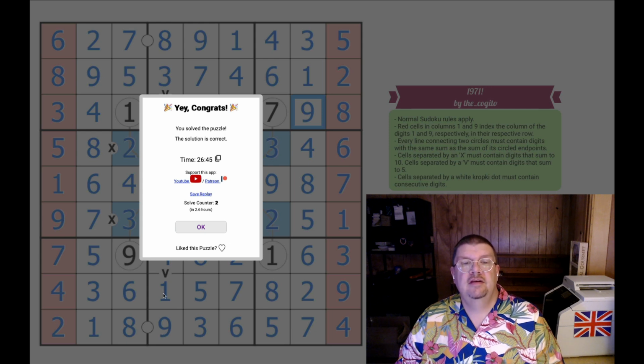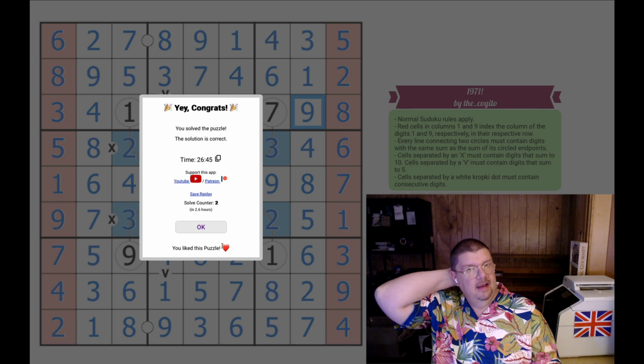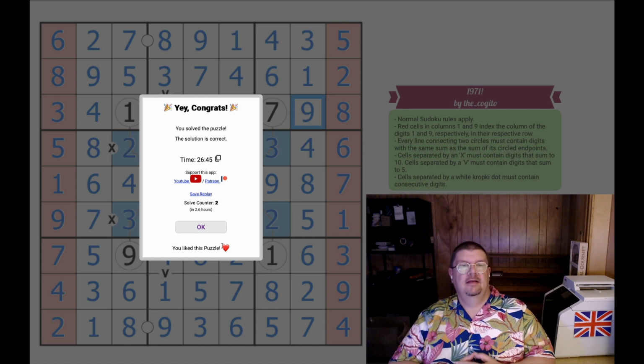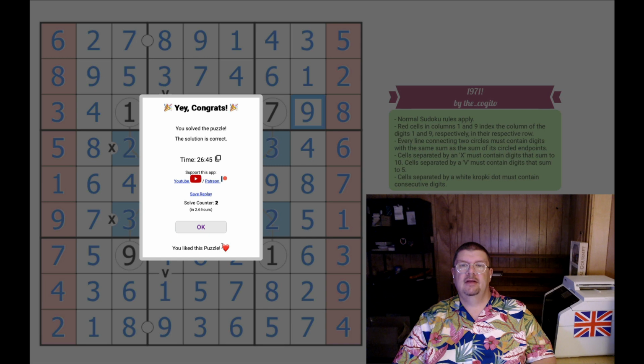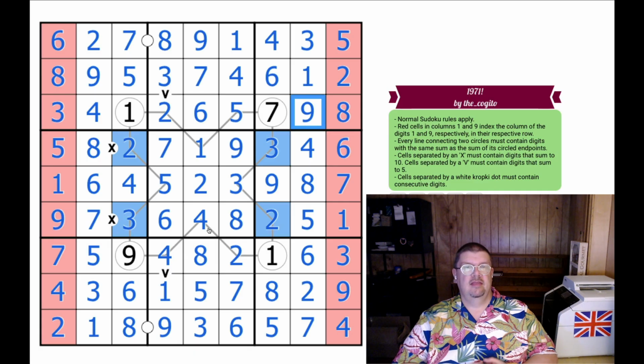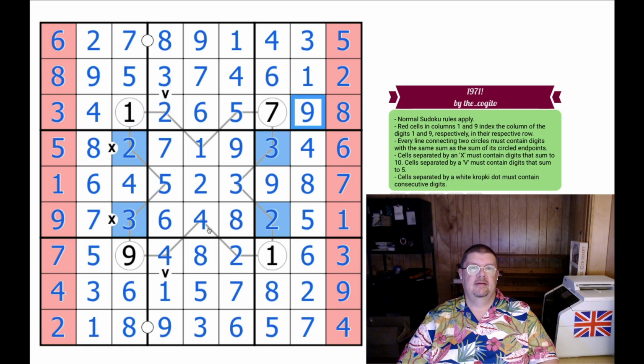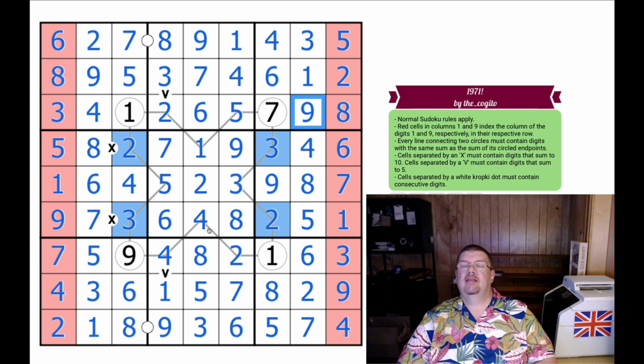The solution is correct. Yeah, I enjoyed that. That was fun. I sometimes struggle with indexing puzzles, but this one was not too difficult. I really appreciate the thematic elements, and yeah, lots of things to make me think. Really enjoyed that. Thank you very much for the puzzle, the cogito.